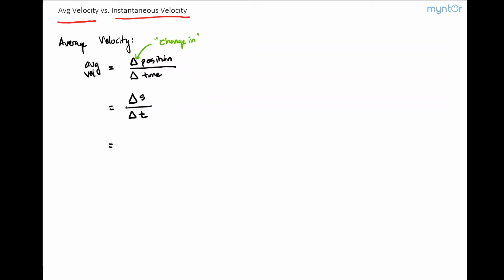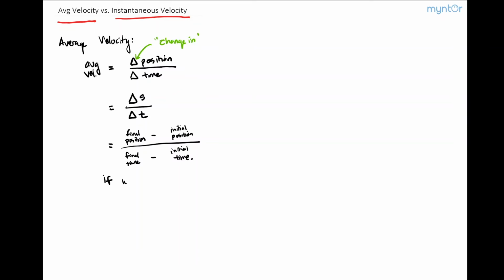Or if we write this out, the final position minus the initial position divided by the final time minus the initial time.